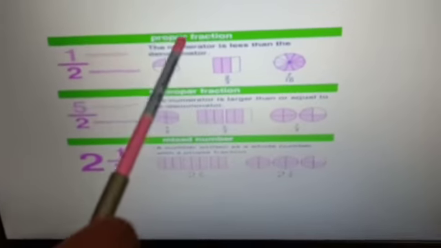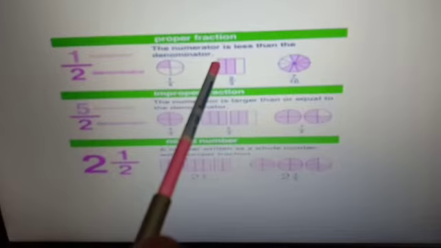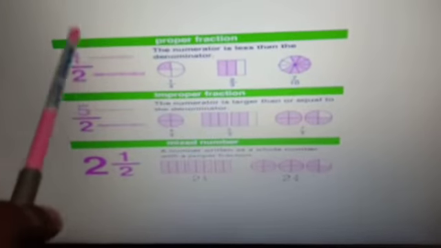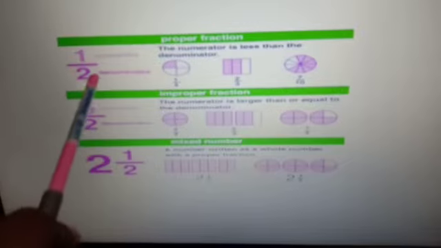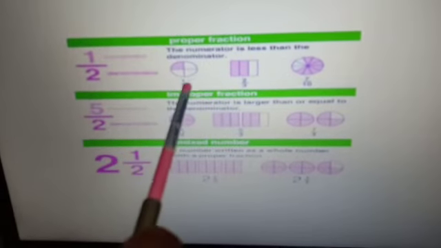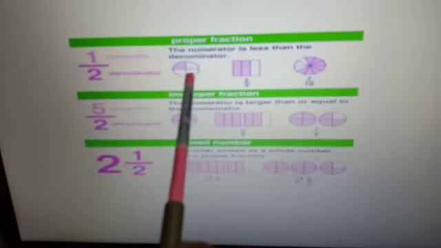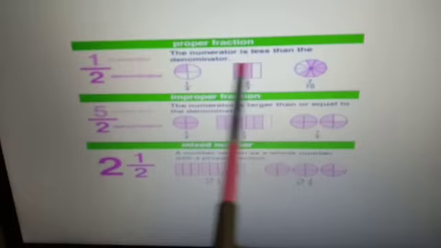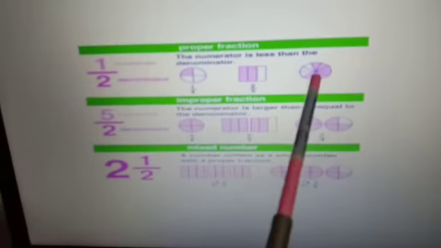I'll tell you what is proper fraction. Proper fraction is nothing but if the numerator is smaller than the denominator. If the numerator is smaller than the denominator, we can say that fraction is proper fraction. For example here 1 by 4, 2 by 3, 7 by 10. These are all examples for proper fraction. Why? Because in all the fractions numerator values are smaller than the denominator values. I hope you understood about proper fraction.